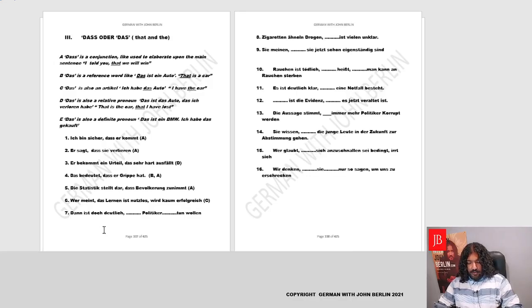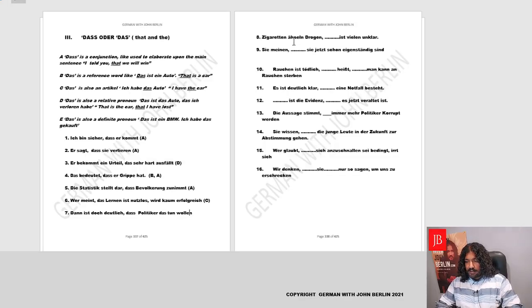Okay, dann ist doch deutlich, dass Politiker tun wollen. Then it is clear that the politicians want to do that. So first we'll elaborate on what is clear. It's like a conjunction "dass" to elaborate. So we write "dass". The second one is just a reference word. You're referring to something you don't know about, but we could write here "das" tun wollen.